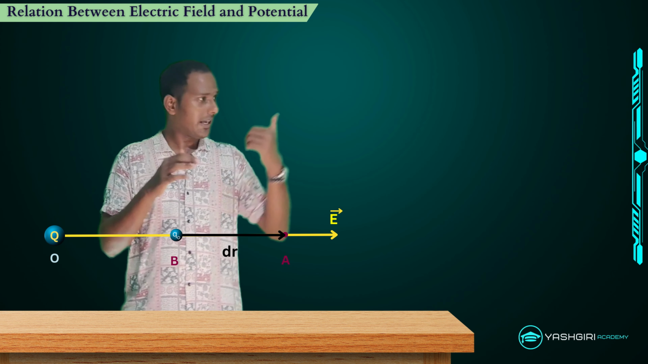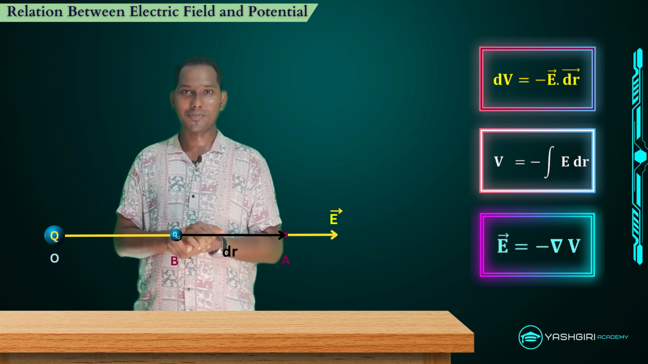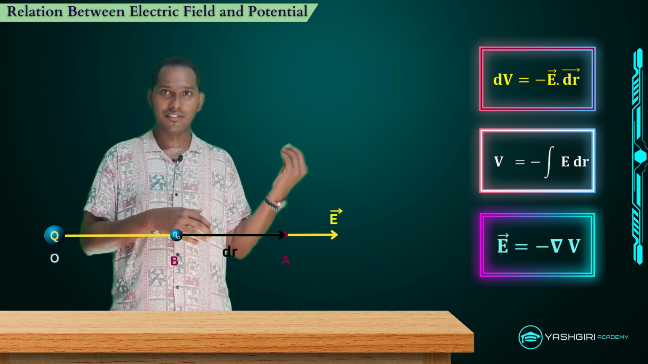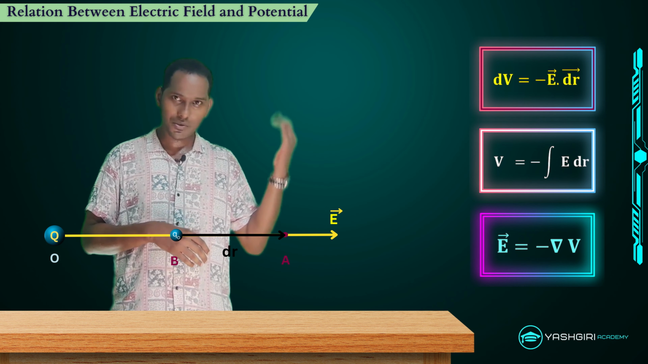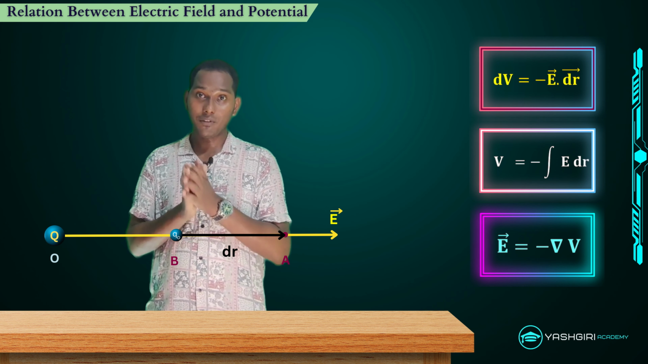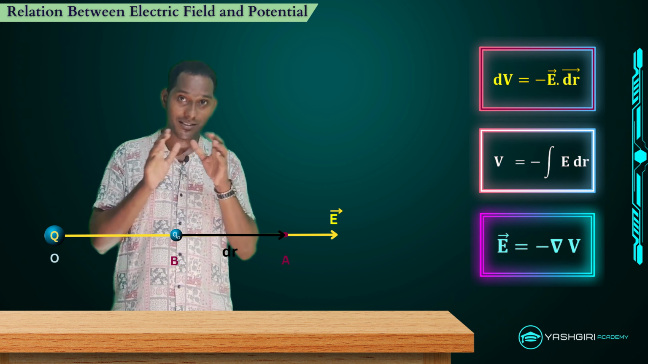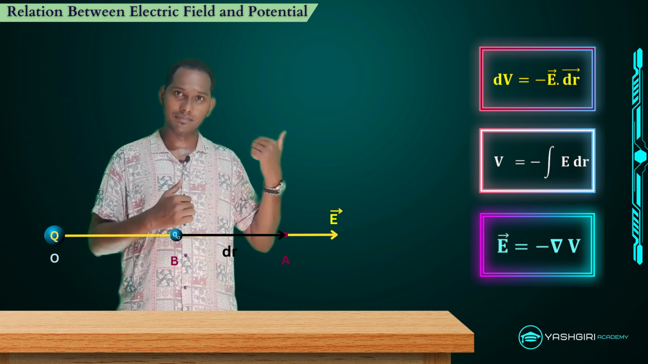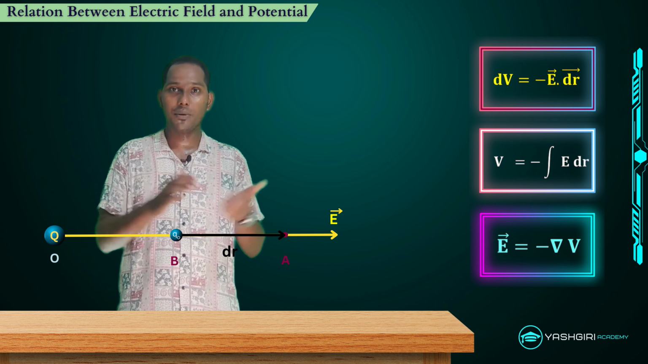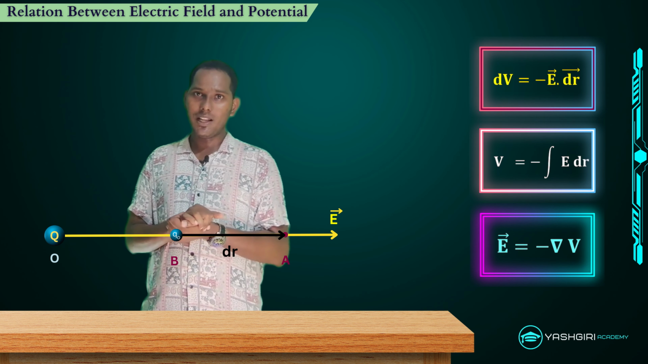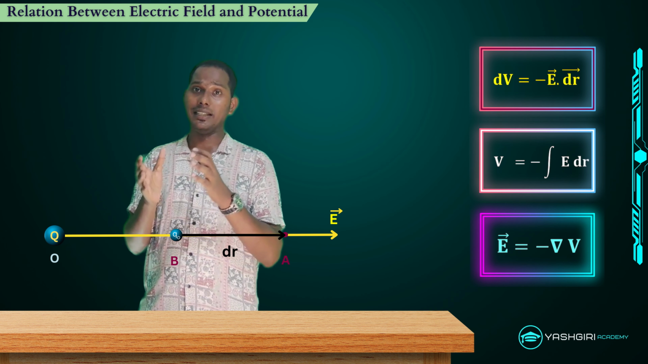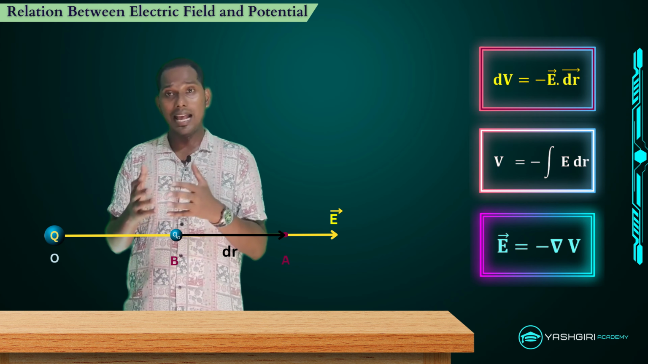Now these are all the relations, students, from this particular part where we have seen the relationships between the electric field and the potential. There are so many relations, and you have to pick depending upon what kind of question has been asked. Please see that you guys are making a note of it. Moving forward, we will be learning about equipotential surfaces and their properties.